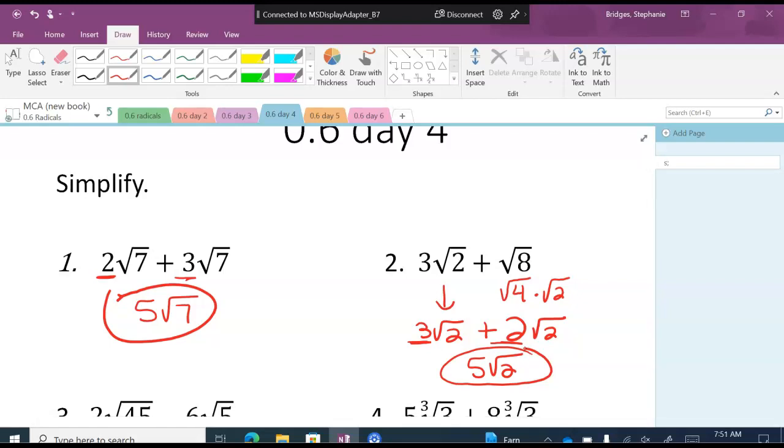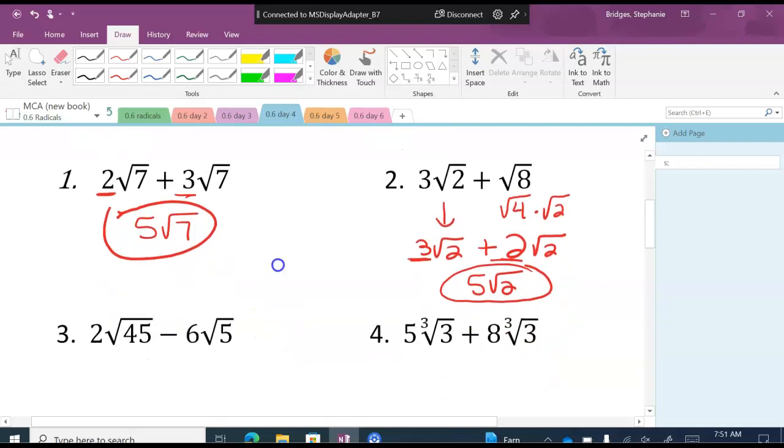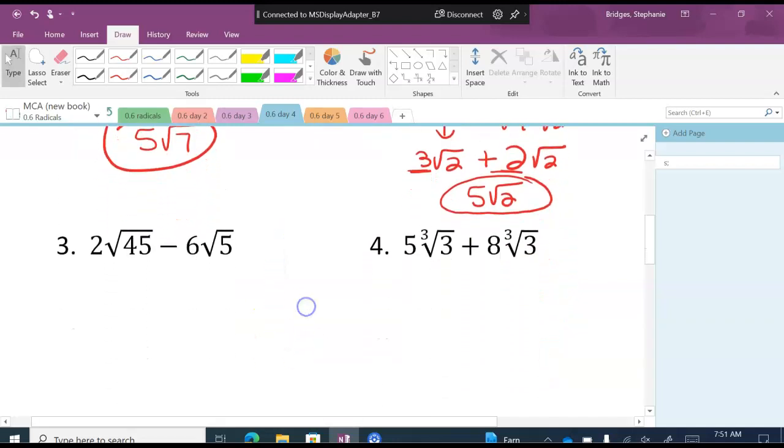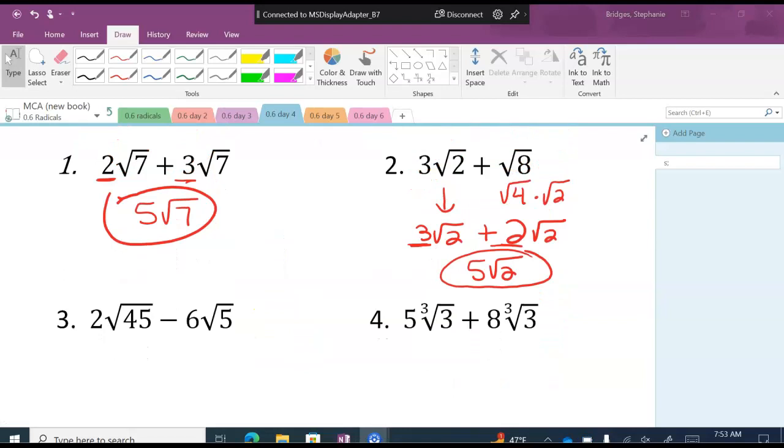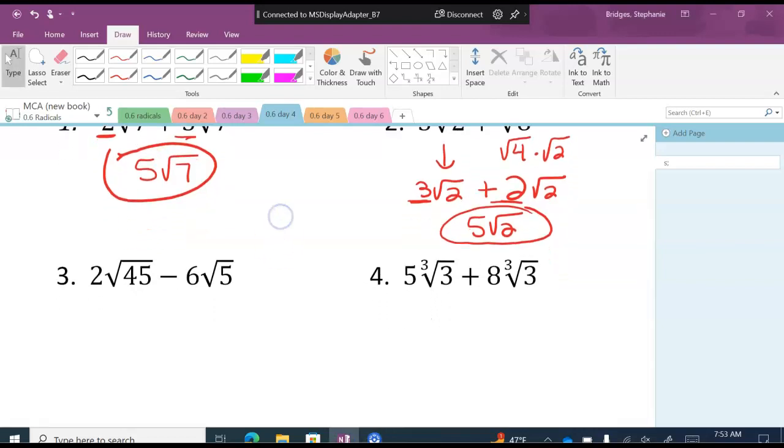Anybody have any questions? All right, I want you to try 3 and 4, actually. All right, with number 3, can I add them or subtract them as they are? No. So I'm going to have to simplify. Starting with the 45, what perfect square goes into 45? 9. So that 2 is going to stay.